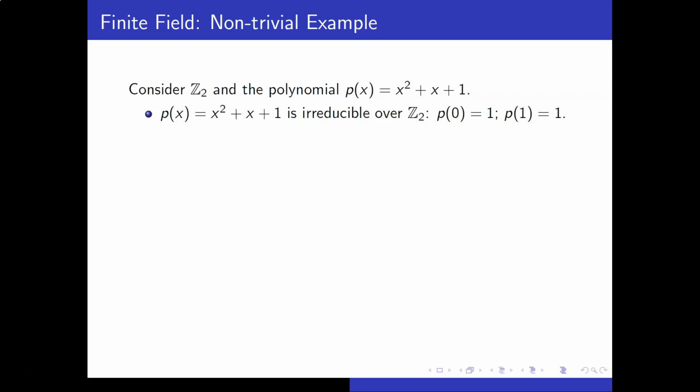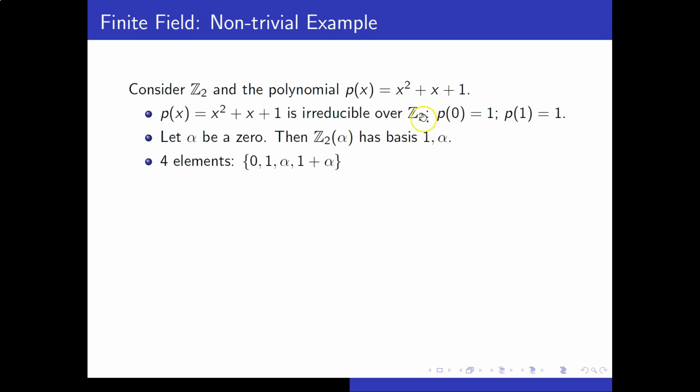Let's take Z mod 2, and we're going to take the polynomial p of x equals x squared plus x plus 1 over this field. Well, to begin with, it's irreducible. It's a degree 2 polynomial, so in order to show that it's irreducible, I just need to show that it has no zeros. That's just a matter of evaluating it. So I evaluate it at 0, I evaluate it at 1, and I get 1 in both cases. In particular, I don't get 0, so it's irreducible.